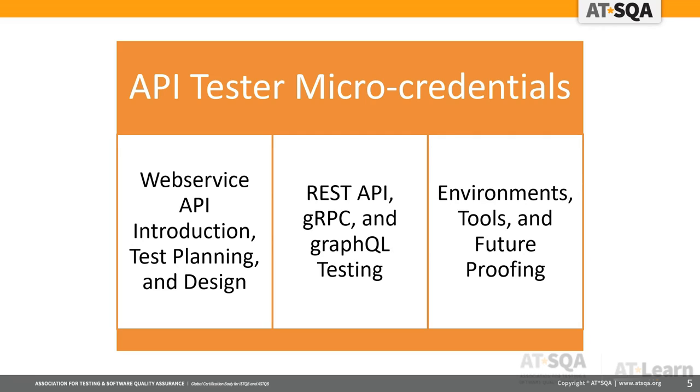The second micro-credential goes over REST API, gRPC, and GraphQL. The majority of the industry currently use REST APIs, and REST APIs are a good foundation for understanding GraphQL. So the micro-credential will focus mainly on REST. The last micro-credential goes over environmental considerations, API test tools, and the future-proofing from a test perspective.